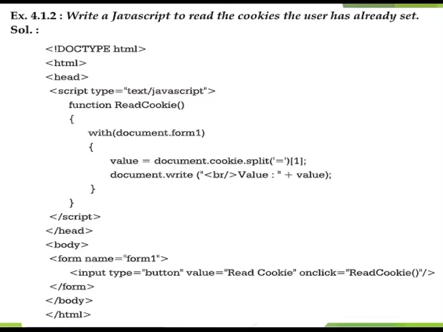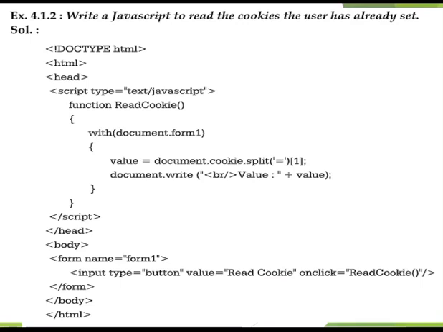First, let's see the form design. Inside the form, we'll take just a button. So input type is equal to button, the value of the button is read cookie, and on click of the button, the read cookie method will be called. Now we'll see what exactly we have written in the function readCookie in order to split the cookie and read its value. With document.form1, form1 is the name of the current form. We have taken one variable, value, which is equal to document.cookie.split, and in the brackets I have written equals in single quotes, 1.